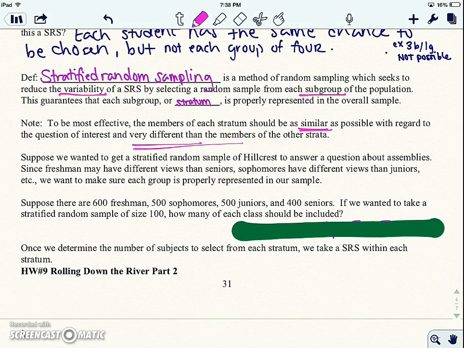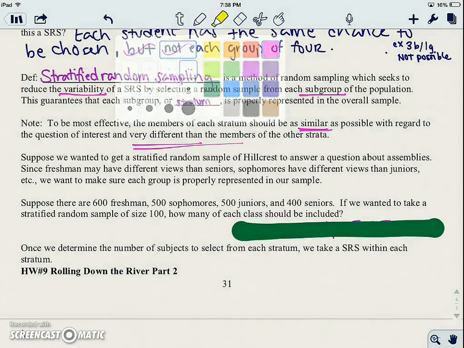Okay. Suppose we wanted to get a stratified random sample to answer a question about assemblies. Since freshmen may have different views than seniors, sophomores different views than juniors, etc., we want to make sure each group is properly represented in our sample. Suppose there are 600 freshmen, 500 sophomores, 500 juniors, and 400 seniors. If we wanted to take a stratified random sample of size 100, how many of each class should be included? Well, we don't want to do 25, 25, 25, 25. We want the ratio to match.